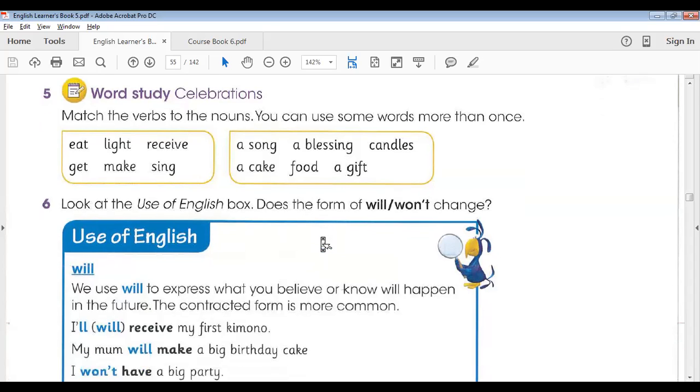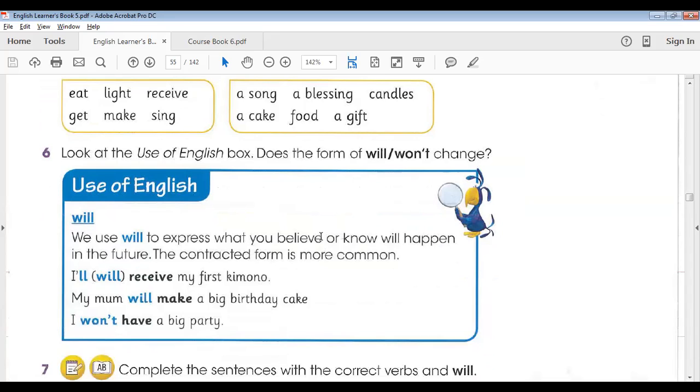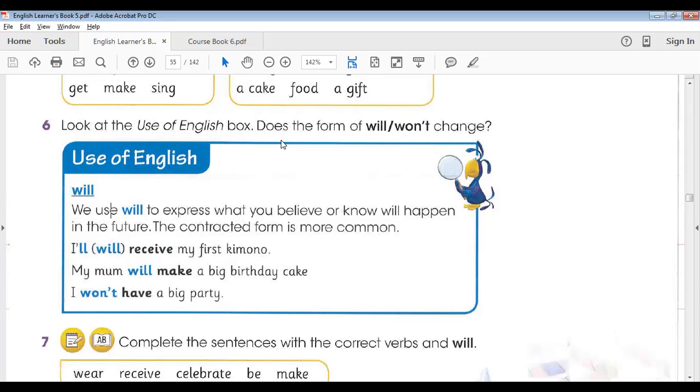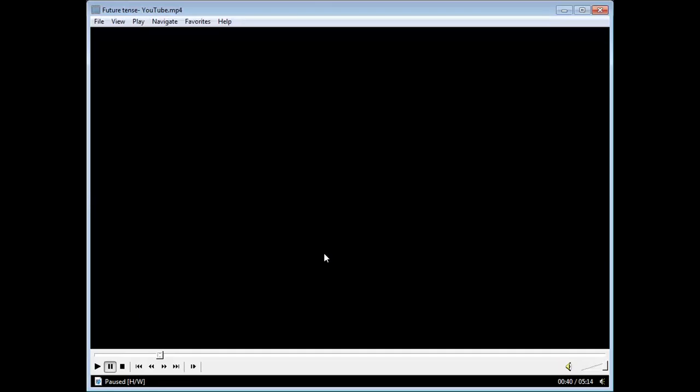After that, exercise 6 is related to the grammar topic that we have already discussed during the lesson, and now I'm going to include it again in the summary video. This topic is related to the future simple tense, use of will and shall. For better understanding, I had already included a short tutorial video during the lesson. I'm going to include it again.